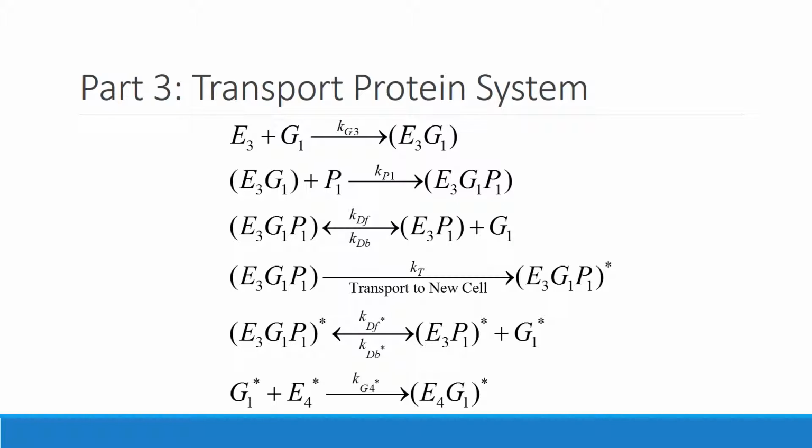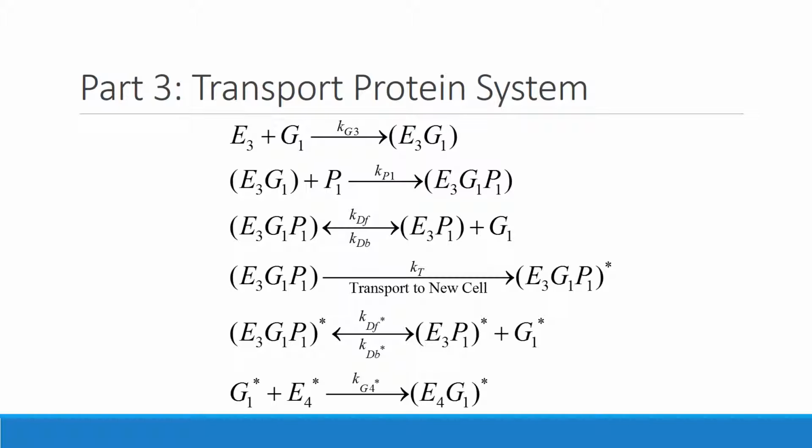Here's the reaction scheme for that process. As you can see, glucose is first bound by a new enzyme, E3. It's important to note that the affinity it has for binding to E3 must be much higher than the affinity it has for binding to E1 and E2. Next, the enzyme-glucose complex is bound by a new protein introduced into the system.